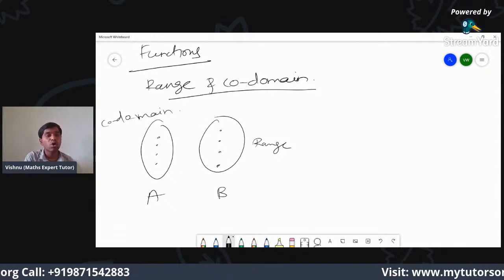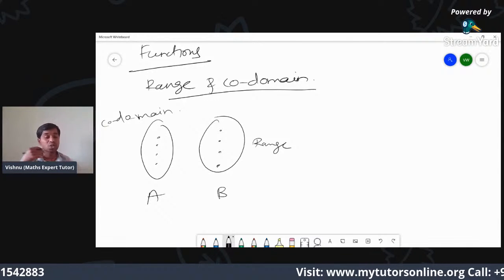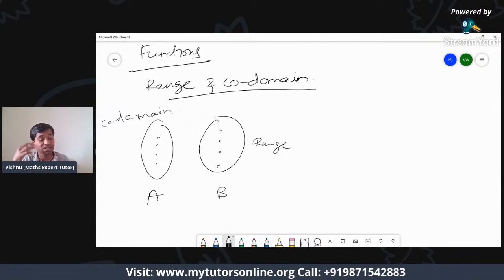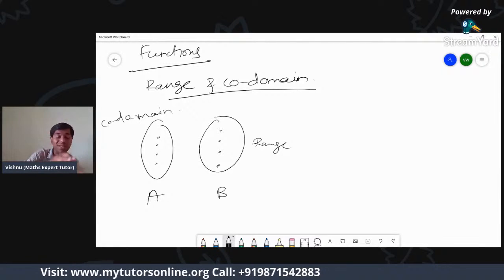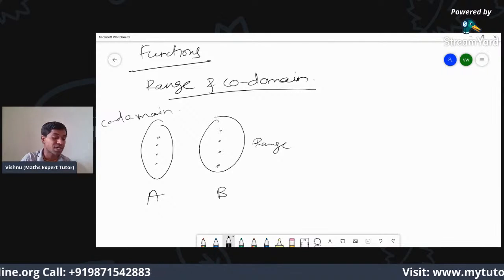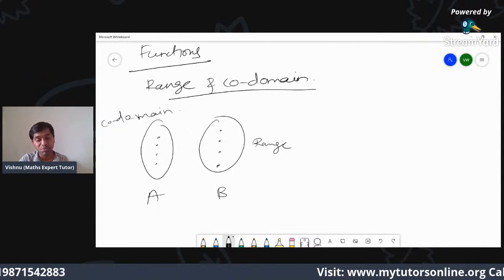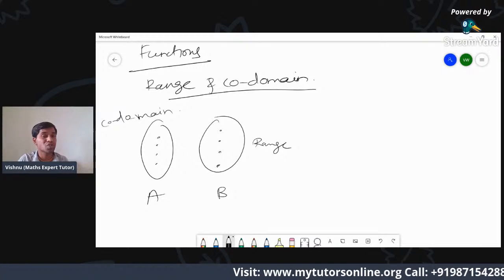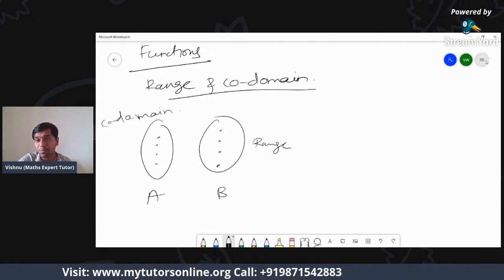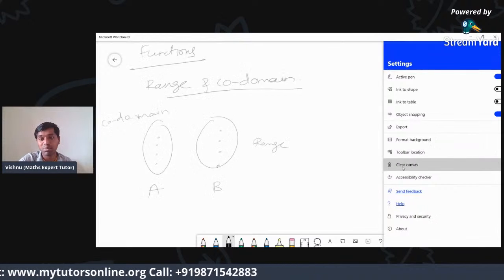Based on whether the codomain is equal to the range, or whether the range is a subset of the codomain, and all these combinations and permutations, it is decided whether the function is one-one, whether it is many-one, or whether it is onto, into, and so on and so forth. Before I go to that, let me give a simple example.